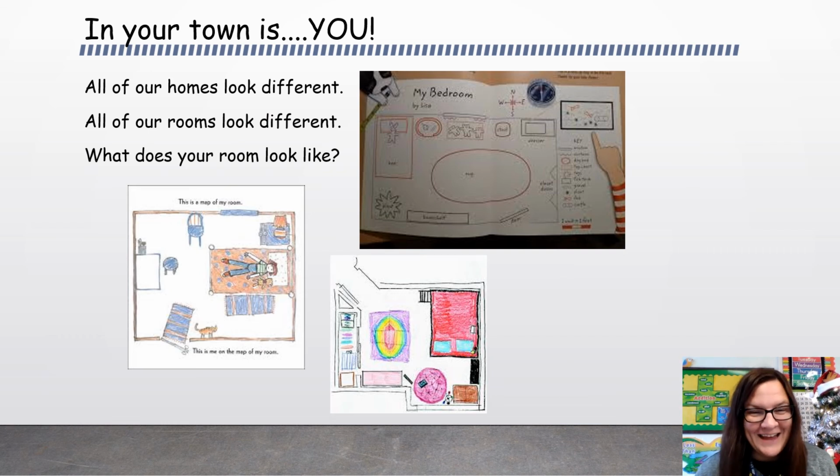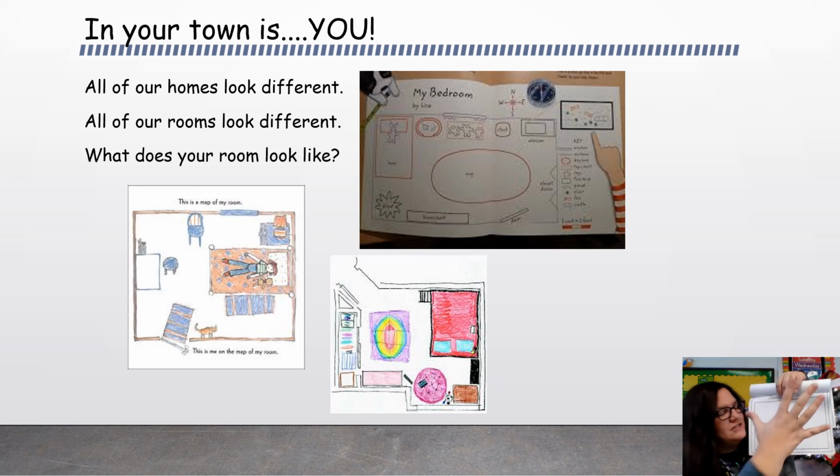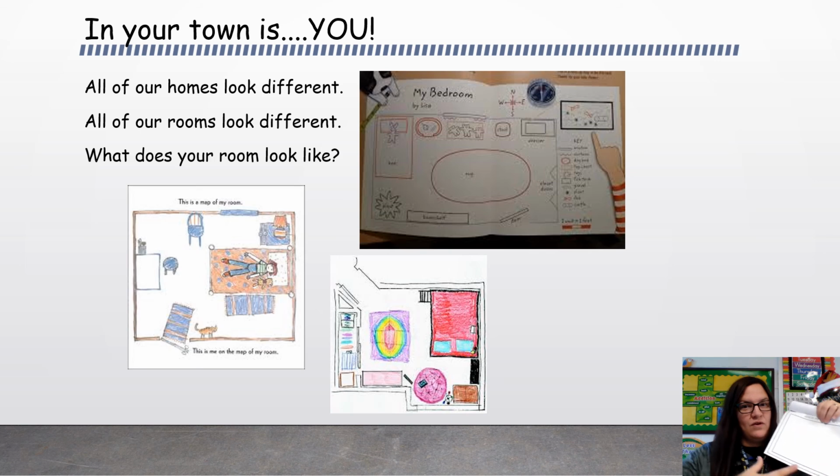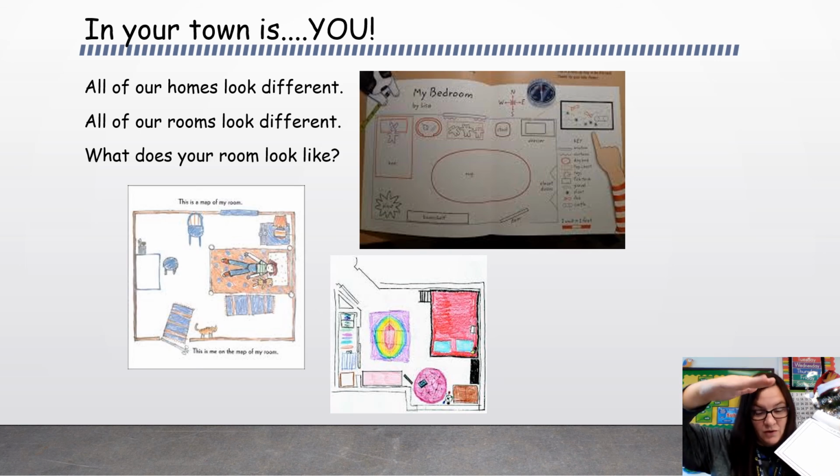Now, in our town, in your town is you. In your town, in our town, all of our homes look different. All of our rooms look different. And you're going to get a chance in your Me on the Map booklet to actually get to draw a map of your room. Now remember, a map is not just a picture of your room. It's what your room looks like if you could stand over top of your room and look down. That's what makes it a map.